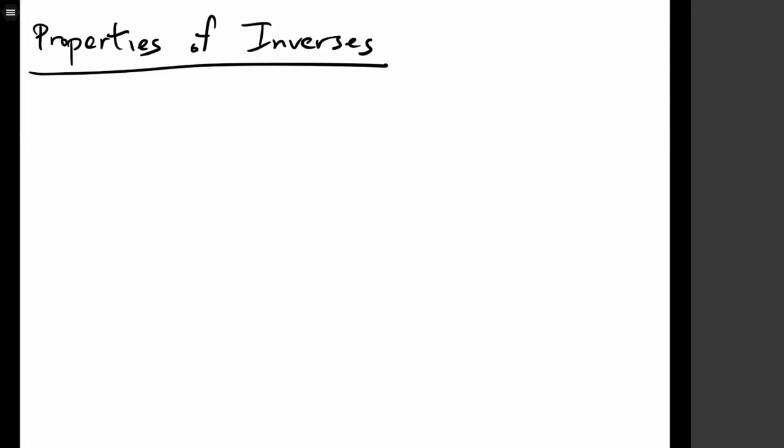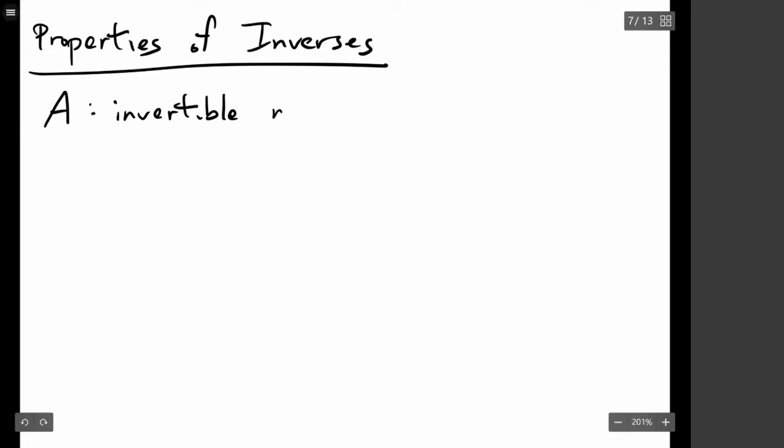Now that we've talked a bit about the inverse of a matrix and how to compute it, let's look at some properties of it. So here we're going to say A should be an invertible matrix. Remember in particular that this does mean it's a square matrix. All right, I want K to be a positive integer.